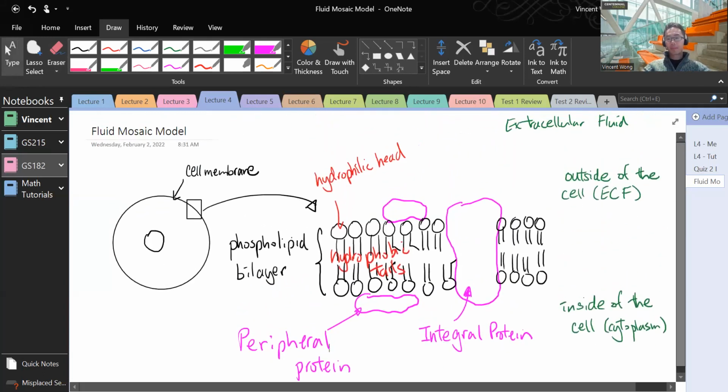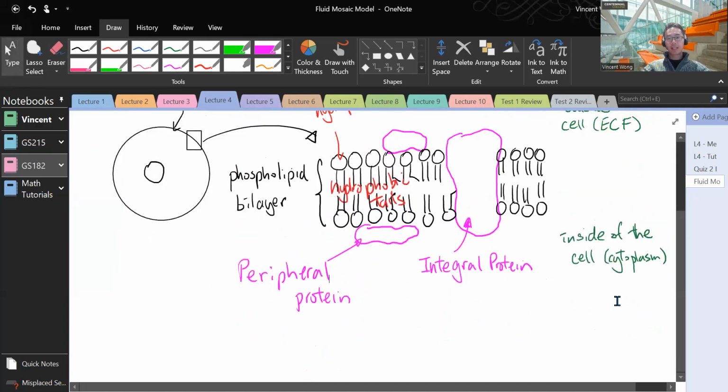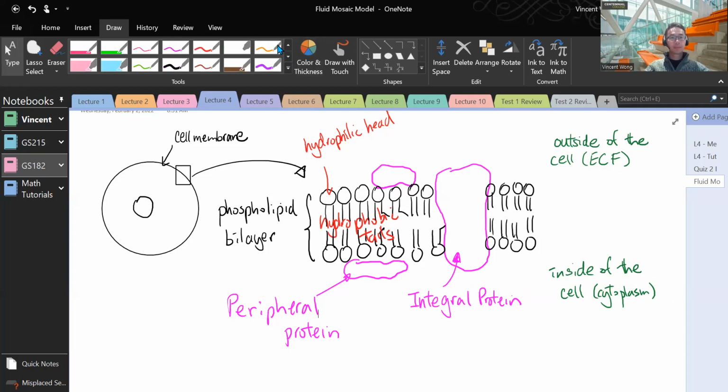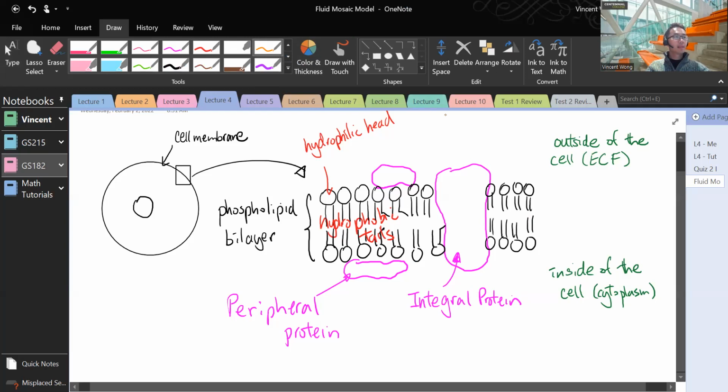What else is in the cell membrane? Does anybody remember what else is in this fluid mosaic model besides the proteins and the phospholipids? Yeah, Mavis says cholesterol. There are definitely some cholesterol. So we have some cholesterol here, maybe some cholesterol here. They will insert themselves in between the phospholipids. Okay, so these are cholesterol, which is a type of steroid, right?